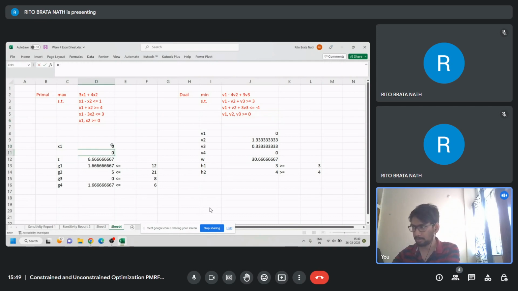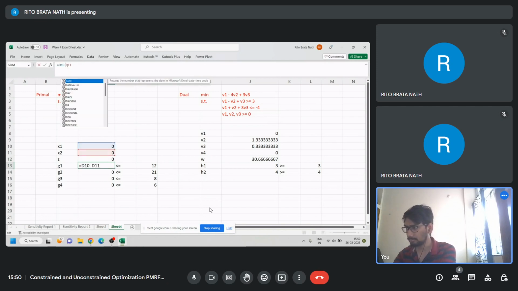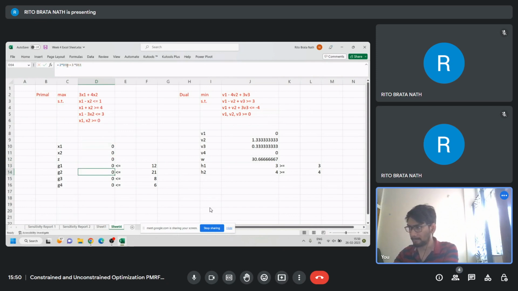Let me initialize x1 and x2 to 0 as before. This formula is correct, 3x1 plus 4x2, so that's fine. This formula I have to change. So this is this minus this. The next equation will be x1 plus x2. The third equation is x1 minus 3x2. You don't have any g4 here, so let's delete it. And you have to change this one. And the right hand sides are 1, 4, 3. So that's all about your primal problem construction.